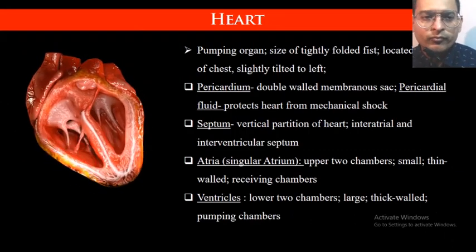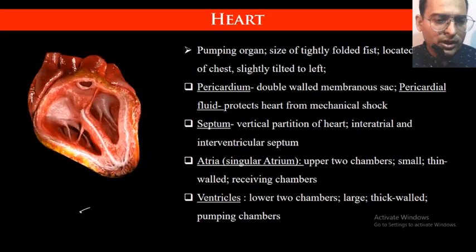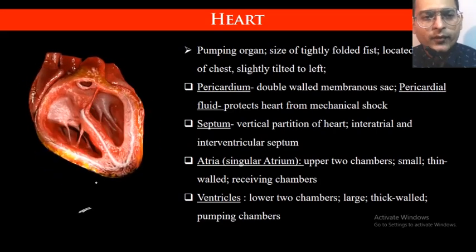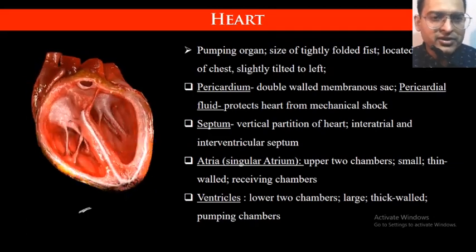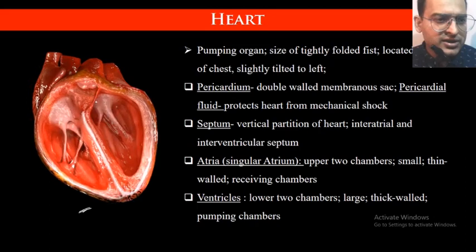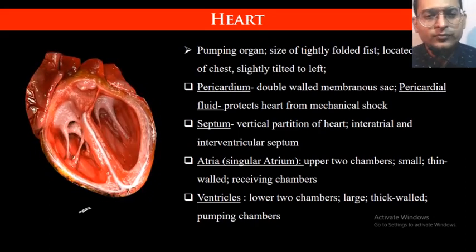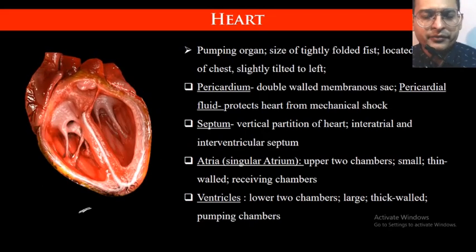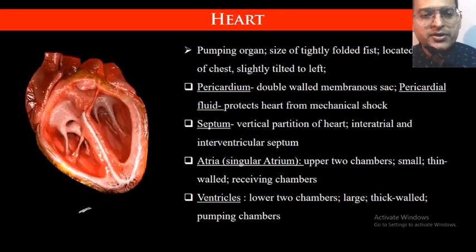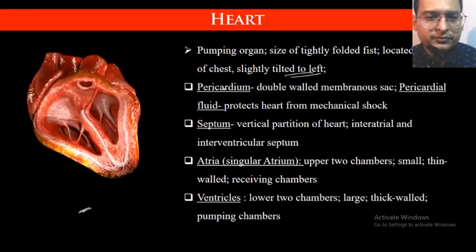So, a typical human heart would appear in this way. It pumps the blood through the veins and arteries across the body. The size of the human heart would be that of a tightly folded fist, and it is located at the center of the chest, not towards the right or left. It is located at the center of the chest, and it is slightly tilted to the left.